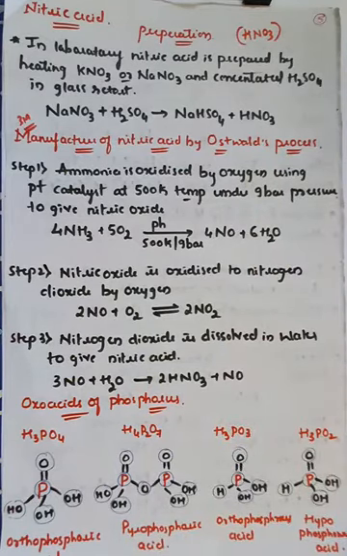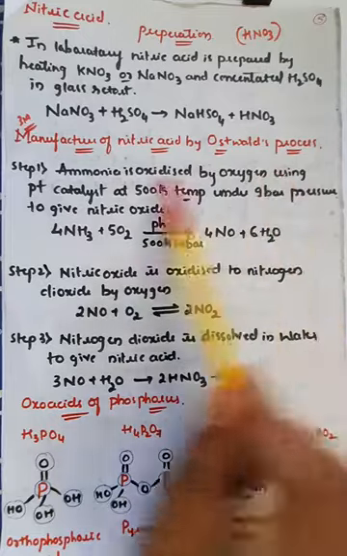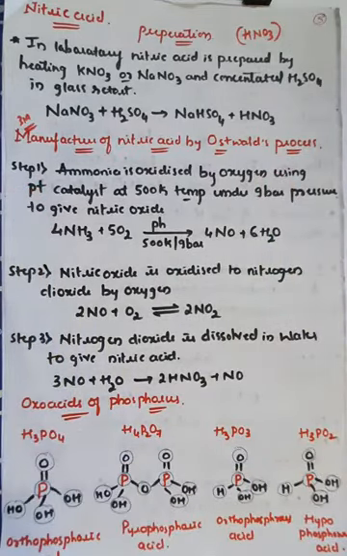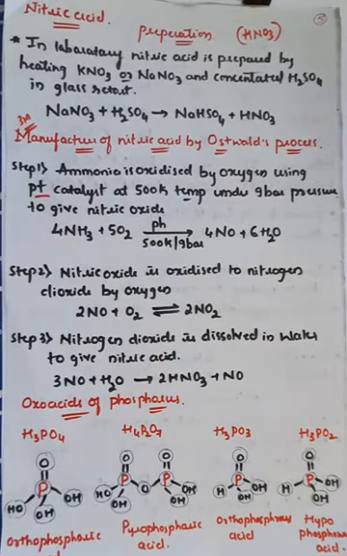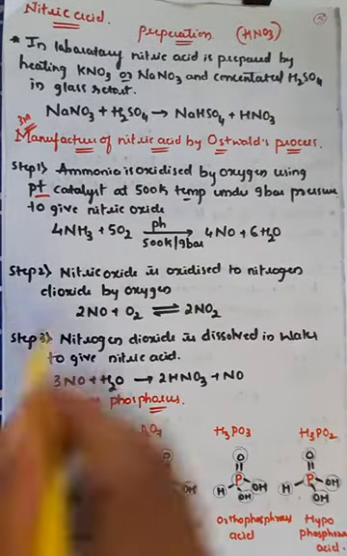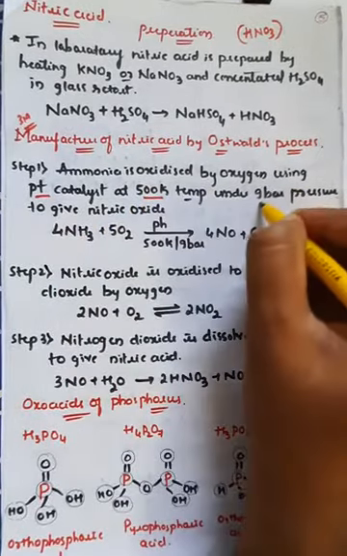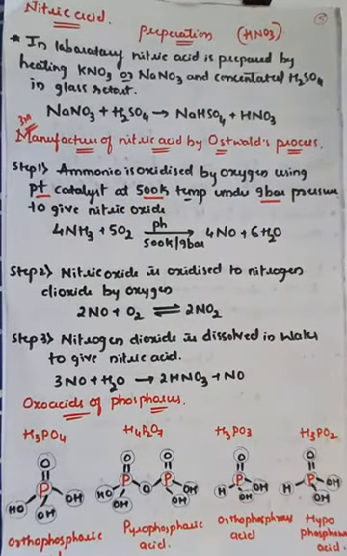Oxidation means addition of oxygen, generally we call it oxidize, right? So ammonia is oxidized by oxygen using platinum as a catalyst, at a temperature of 500 Kelvin under 9 bar pressure, and it will convert into nitric oxide. Remember, in the first step, the ammonia, right?